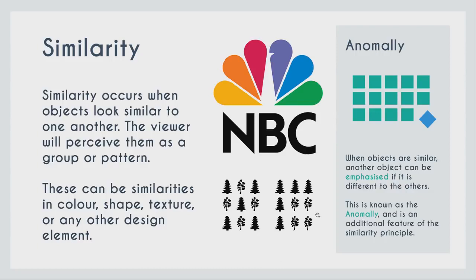Coupled with this is the theory of anomaly. Okay, when enough objects are similar in some kind of pattern, then you can emphasize a different object by creating an anomaly, making it different to the pattern or the similarity that you have just spent your time creating. When you do this, it's known as an anomaly, and it creates emphasis, it draws the eye. You can see here this grid of green squares and a rotated blue one off to the corner. You're automatically compelled to see that blue square over the pattern.